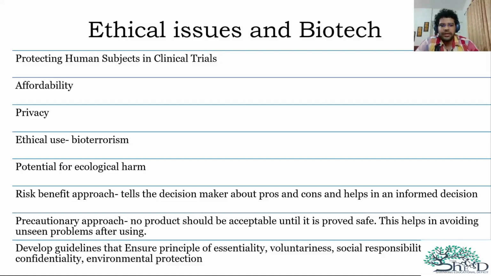Then affordability. Of course, we need to make something which is affordable and accessible to people. As I previously discussed, equity. Any genetic technology that is coming up that can save lives should not become a class issue. Privacy, we have discussed a lot about it. Ethical use. That means it should not lead to bioterrorism. This is very important. Okay. Potential for ecological harm.